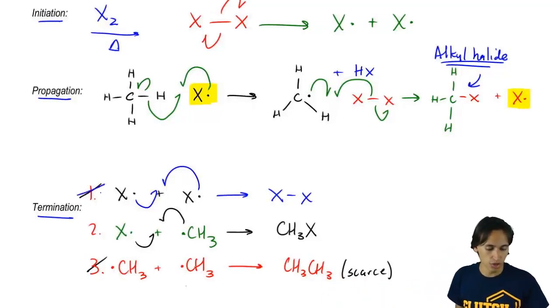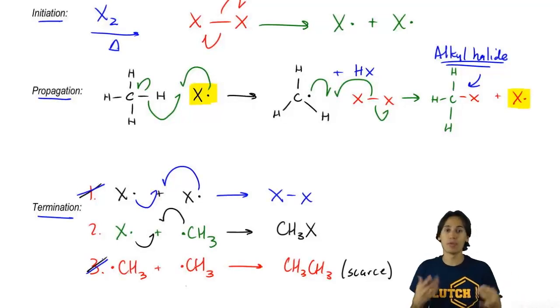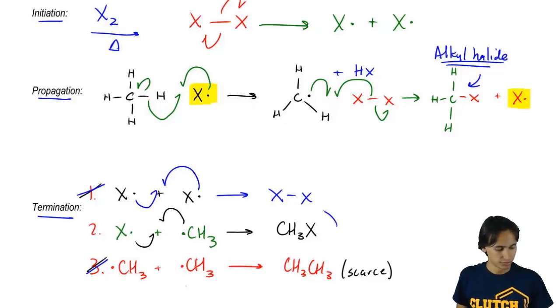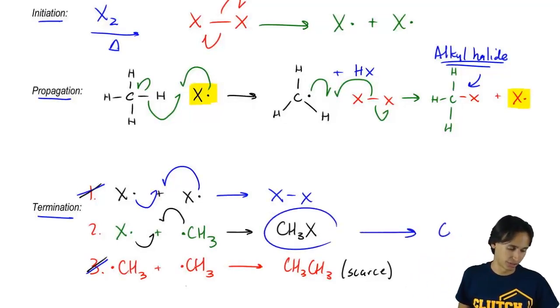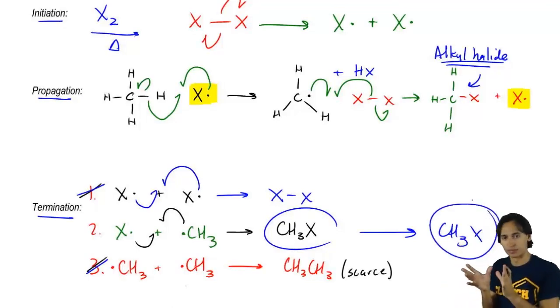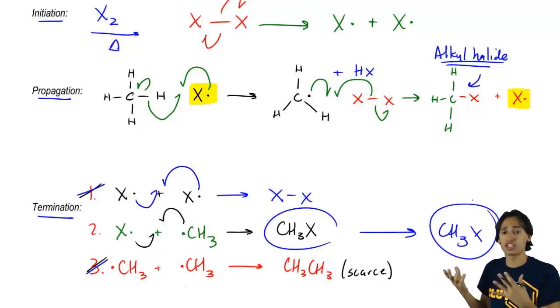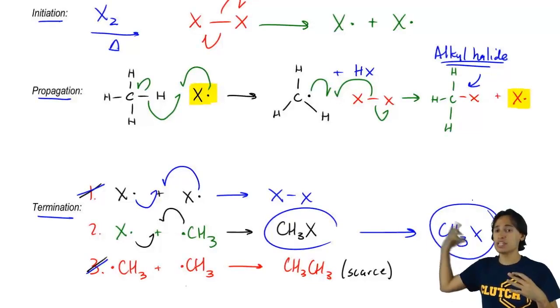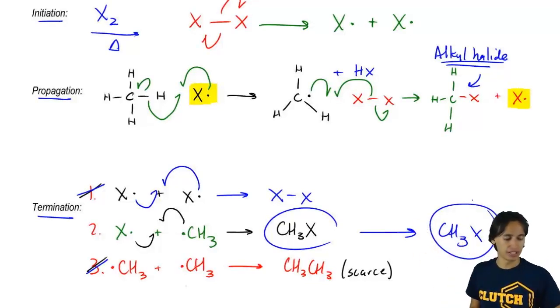So we're going to cross out 1 and 3. That means that what's my real main product? Well, the real product is going to be my alkyl halide. Okay? And that's the whole point of these. The whole point of this reaction is that I'm taking an alkane and I'm making alkyl halides out of it.